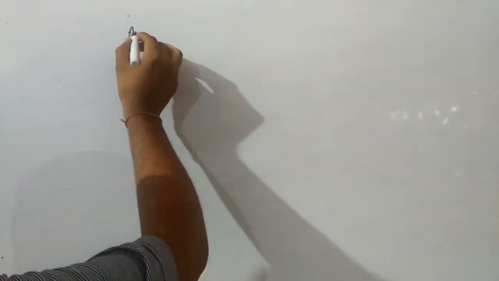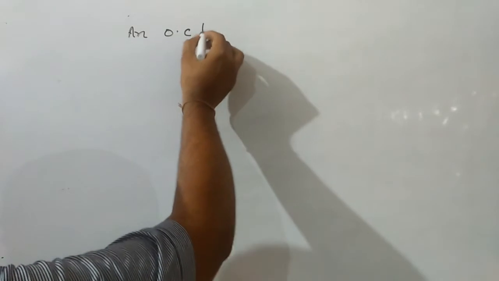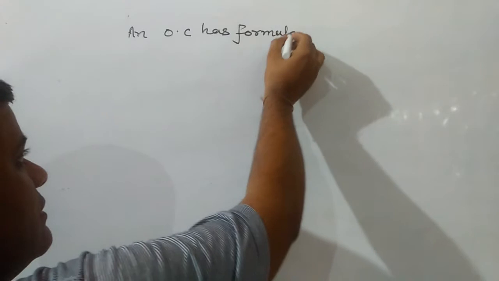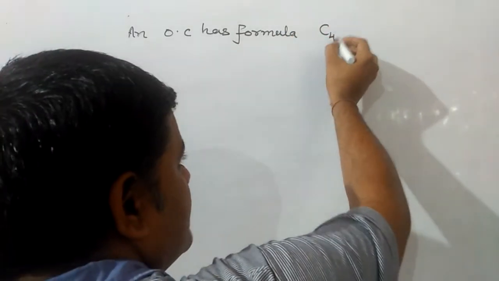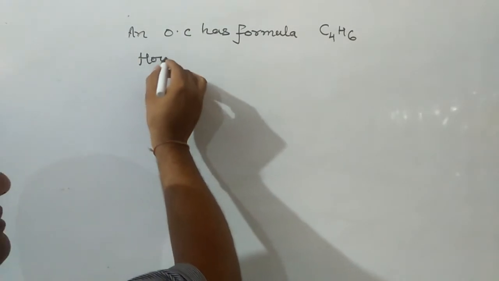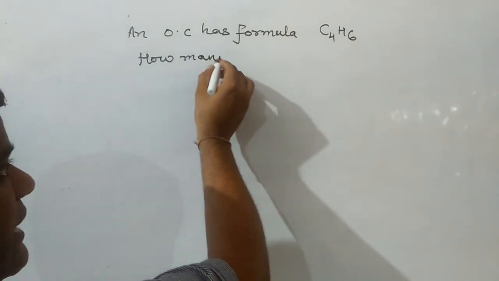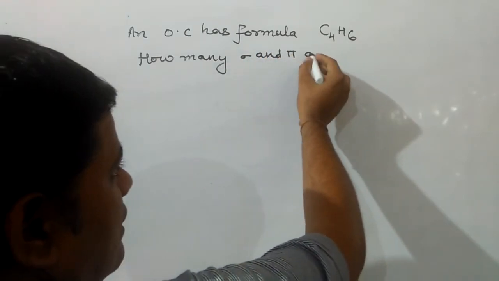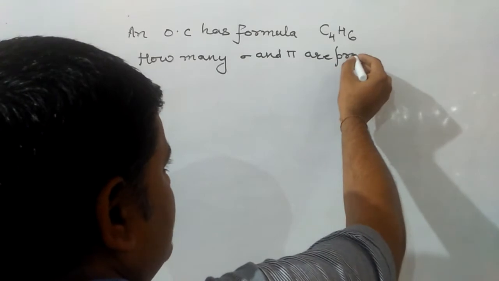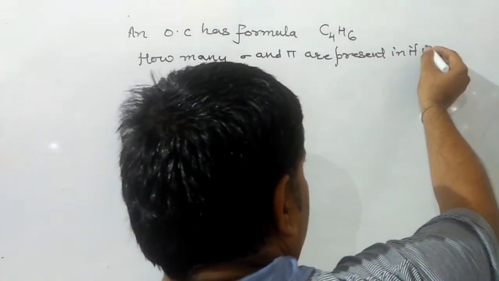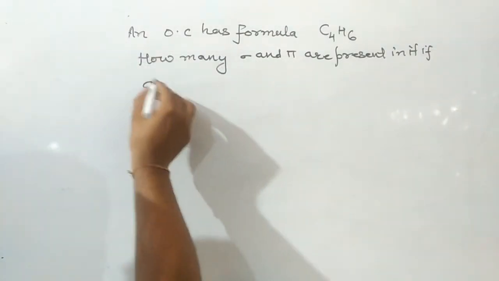A compound is given. An organic compound has the formula C4H6. Then how many sigma and pi bonds are present in it? The first case: it has an open chain structure.